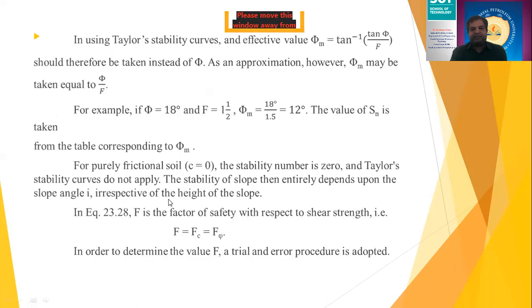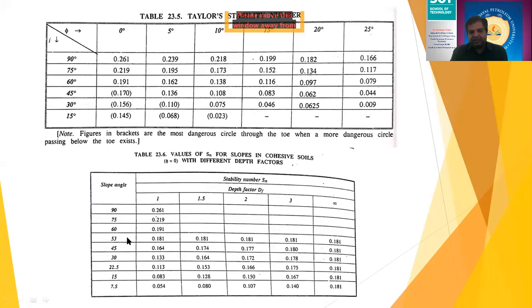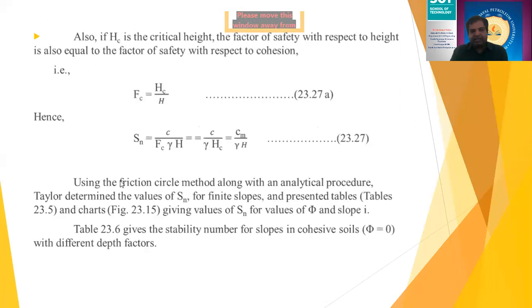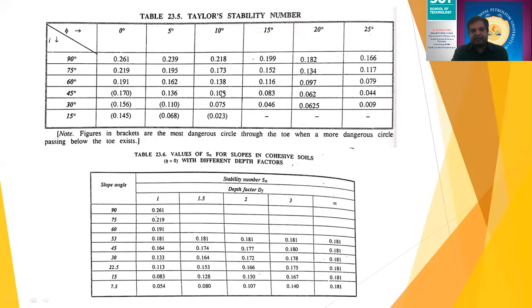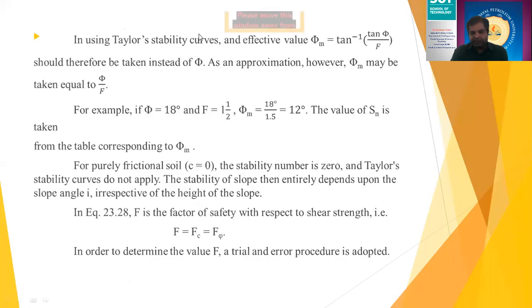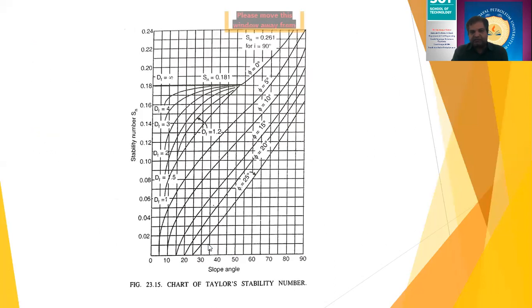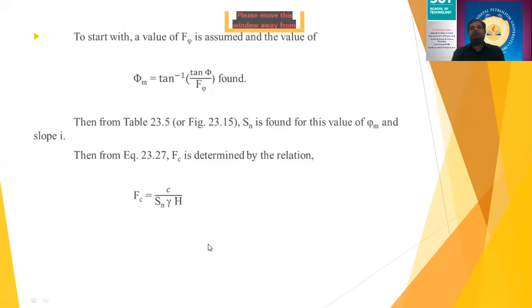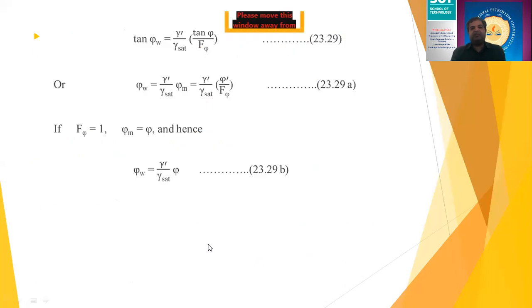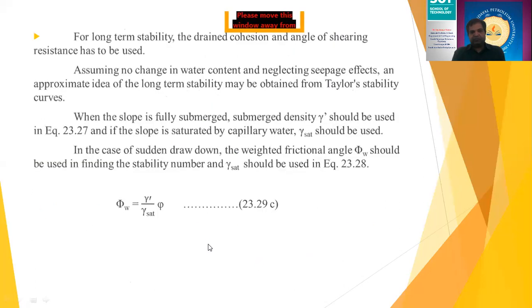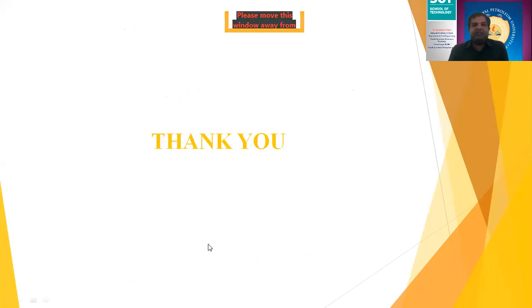Very important for this method are this table, these equations, this particular concept, and how to develop this particular chart, right? So this is all about the stability number. This way you can find out the stability of any slope with the help of the stability number, right? If you have any questions, I can share it.